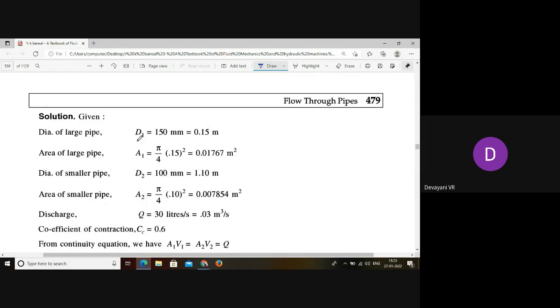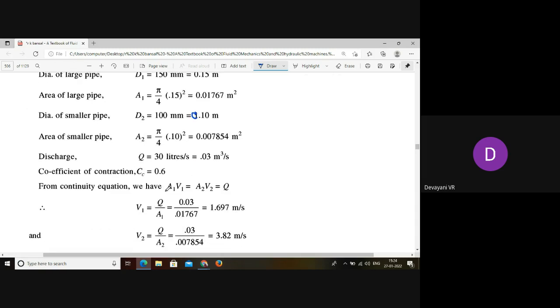The given data is D1 150 mm, converting to meters the value is 0.15. Area is pi D1 square by 4, and D2 is given as 100 mm, that is 0.1 meters, 100 divided by 1000. And A2 will be pi D2 square by 4. We can get the value 0.007854 meters square. Then they have given the discharge and also the coefficient of contraction.